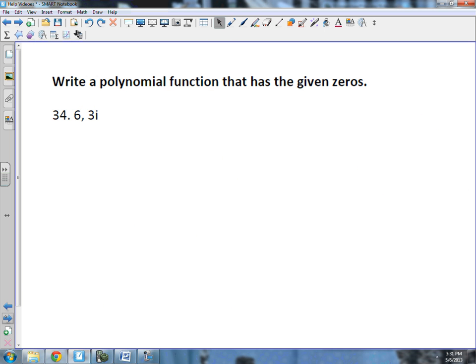All right, moving along. Write a polynomial function that has the given zeros. All right, so I see 6 and 3i. And what's weird about i, if you don't remember, i equals the square root of -1. So that means i always comes with a pair.